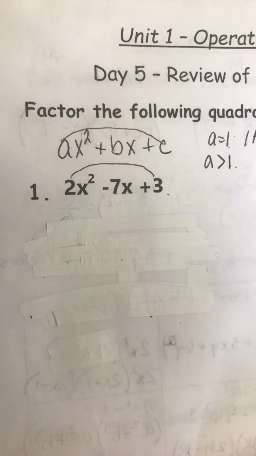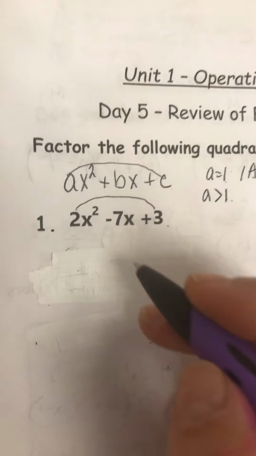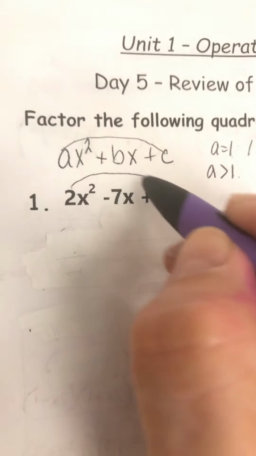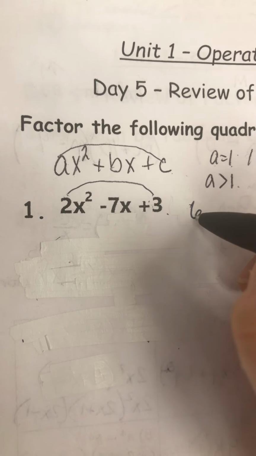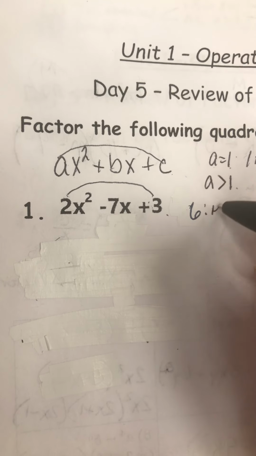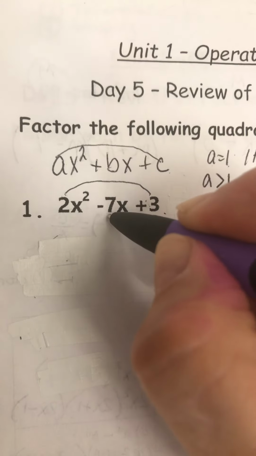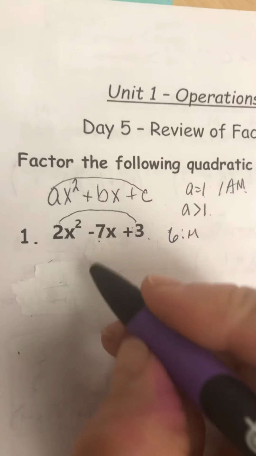So I'm going to do regular AC. I whited out all my work so I could do this on the video. So, A times C would give me 2 times 3, which is 6. So I need to know what numbers multiply to 6, but still add to the middle number, -7.